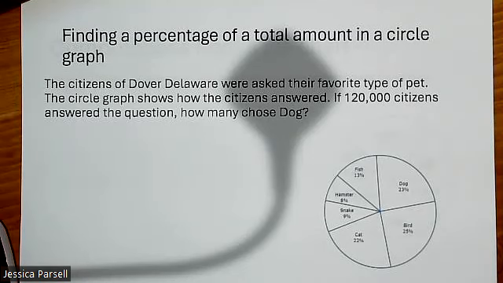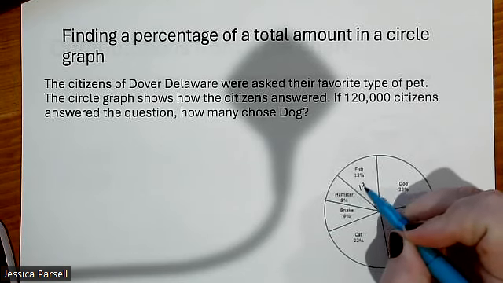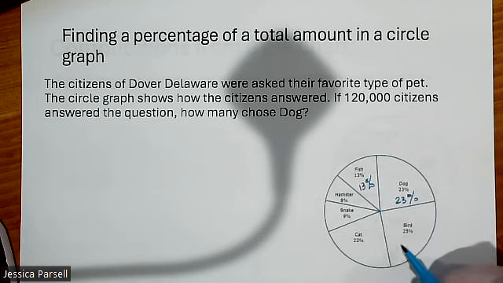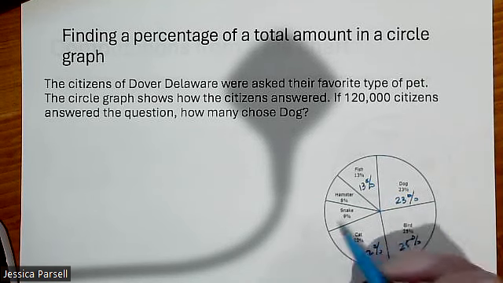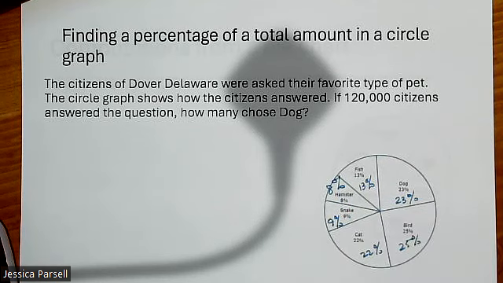Okay, we're moving on to finding a percentage of a total amount in a circle graph. So here's our circle graph. You might not be able to read these. This is 13% of fish, 23% dog, 25% bird, 22% cat, 9% snake, and 8% hamster. So I'll just make those a little bigger.